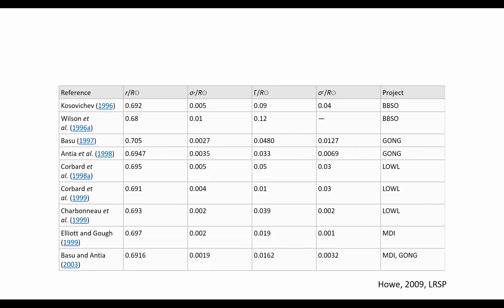And this is a table of a number of those results I referred to, and then some subsequent work. What you can see here is a table of, on the left, the position of the center of the tachocline, and the column here is the inferred width. And you can see there's a fair amount of variation here, especially in the width. So there's a fair degree of uncertainty.